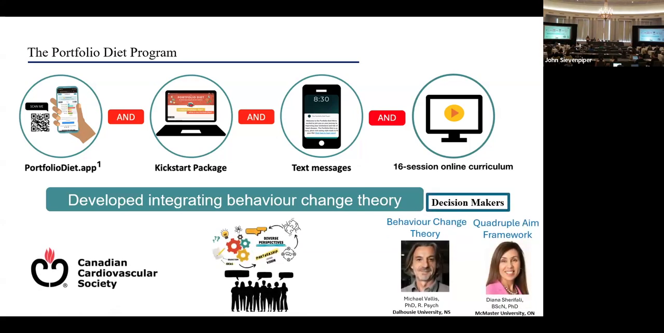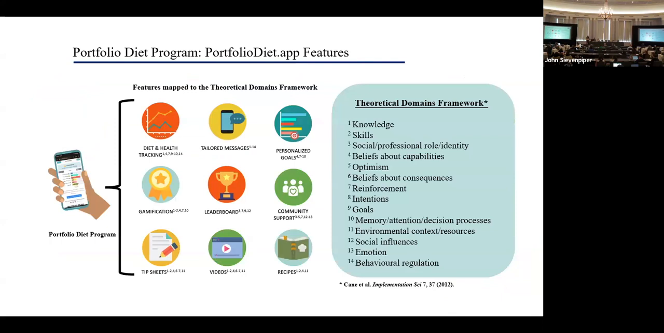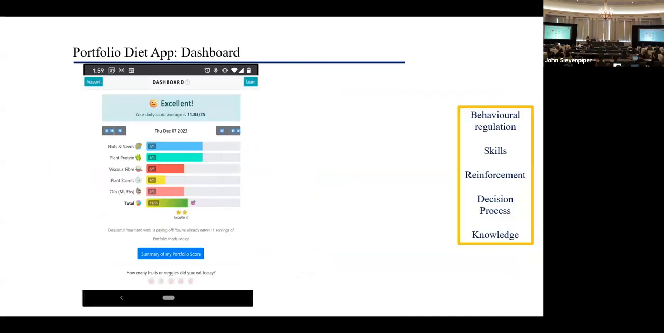And this is the kind of just little highlight of the co-design and the team that's involved. So we have a variety of features that are in the portfolio diet app. So different things like tracking, goal setting, a leaderboard and gamification, a variety of things. And again, all of them are mapped to the theoretical domains framework.